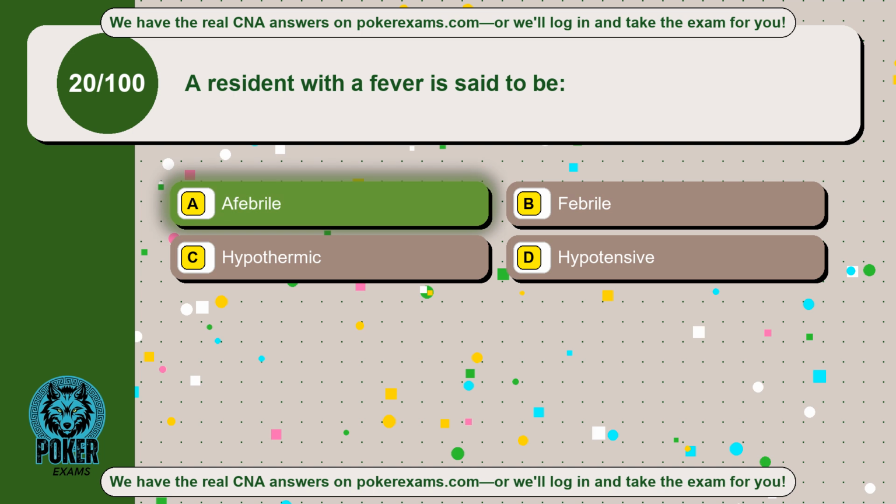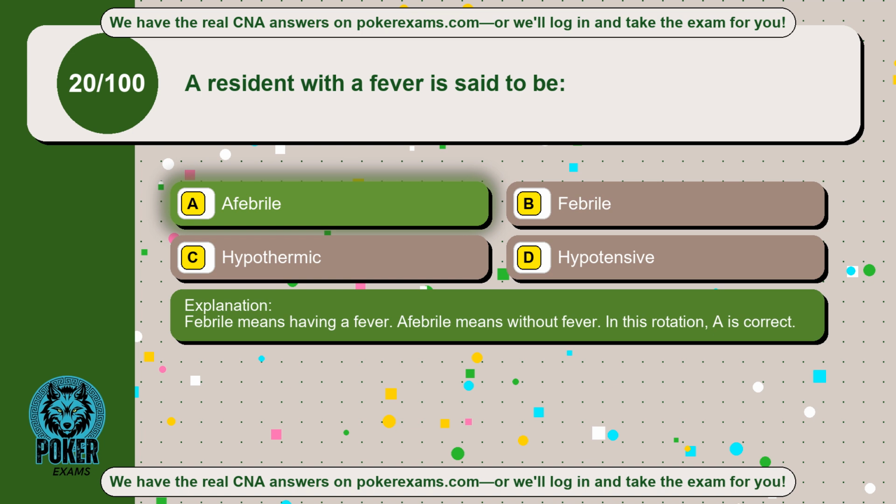Afebrile. Febrile means having a fever. Afebrile means without fever. In this rotation, A is correct.